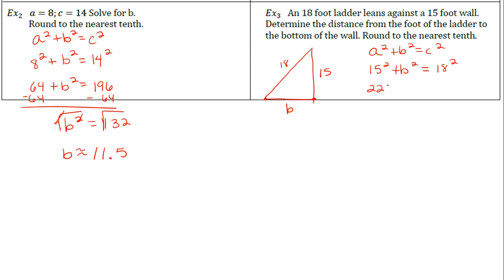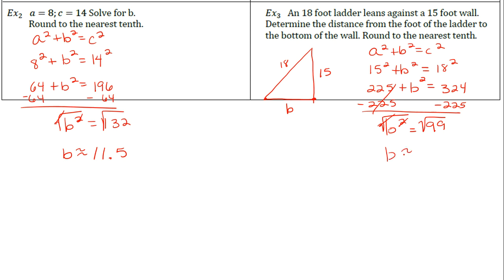15 squared is 225. This is why it's really good to have memorized at least the first 20 perfect squares. Subtract out the 225 from both sides. B squared is equal to, what do we have here? 324 minus 225. That gives us 99. We're going to take the square root of both sides.